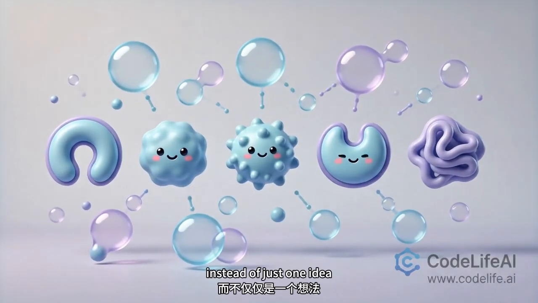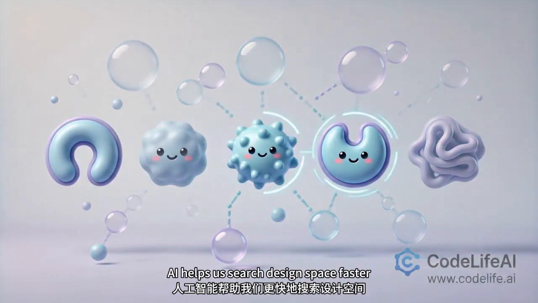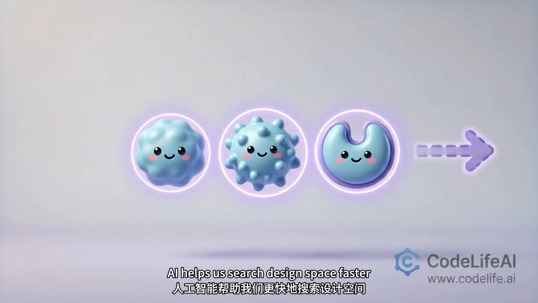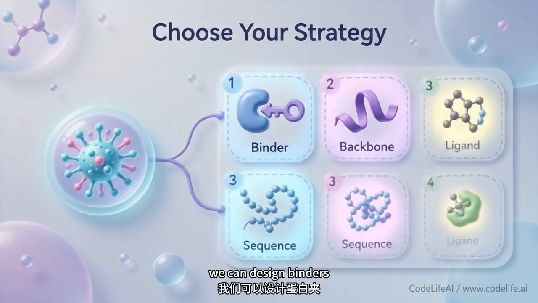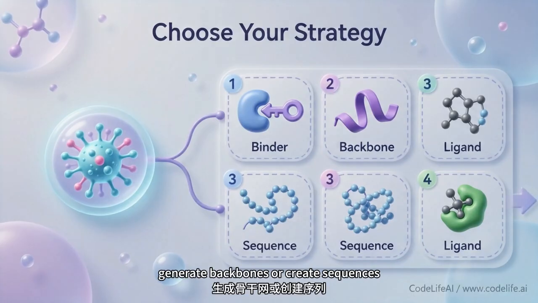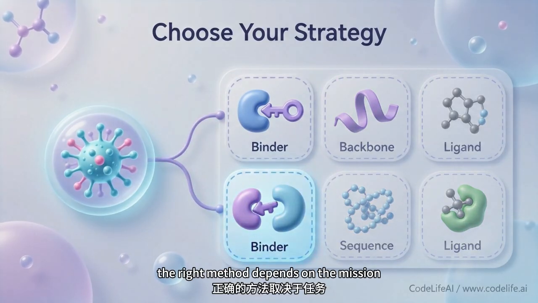Instead of just one idea, we explore many candidates at once. AI helps us search design space faster. Different goals need different strategies. We can design binders, generate backbones, or create sequences. The right method depends on the mission.